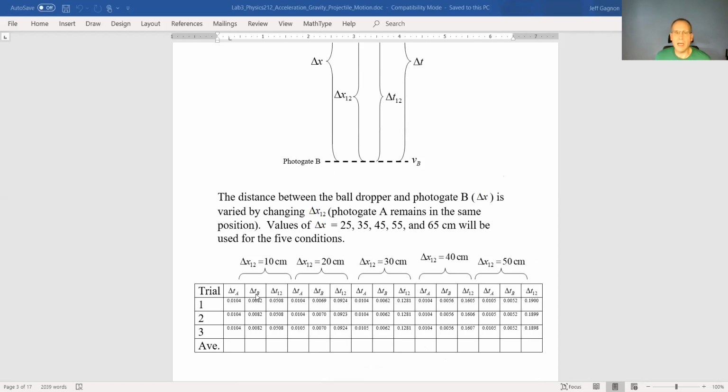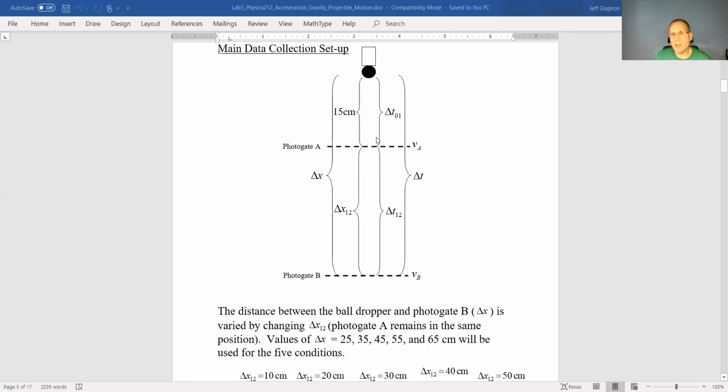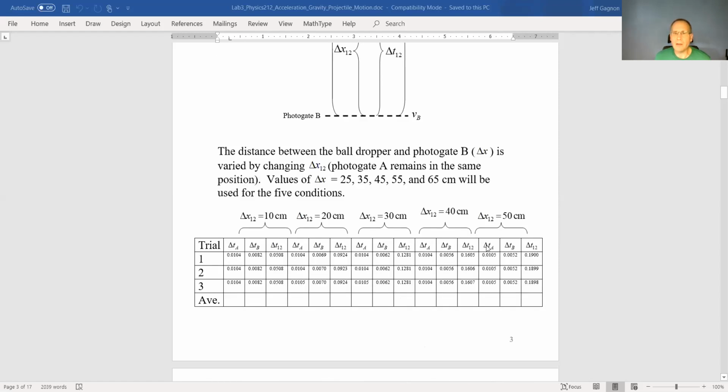So what is delta TA, delta TB? Well, delta TA is the time it takes the ball just to pass through photogate A. So it's the time it takes the diameter of the ball just to pass through that first photogate. That's delta TA. And then delta TB is very similar. It's the time it takes the ball just to pass through B, so the time it takes the diameter of the ball just to go through B. Okay. So all those values are in the table. I did 3 trials for each of these conditions here.